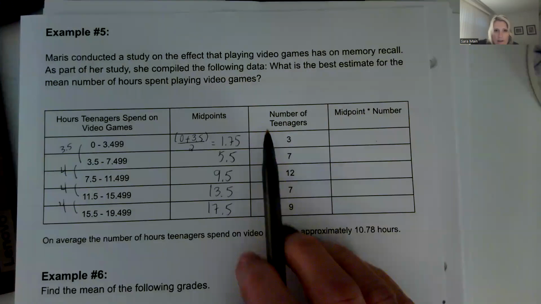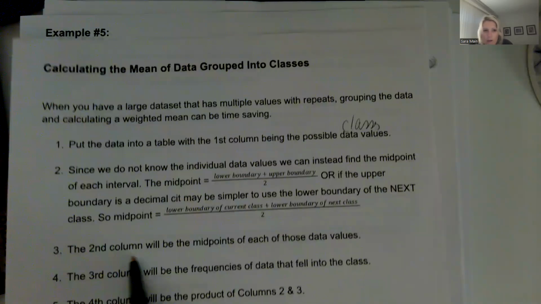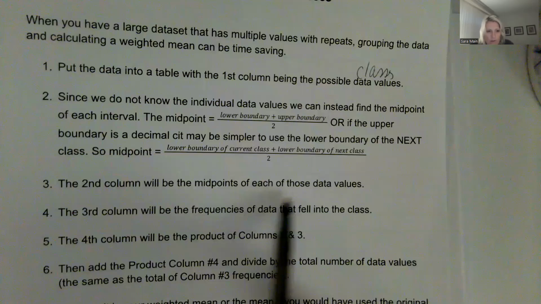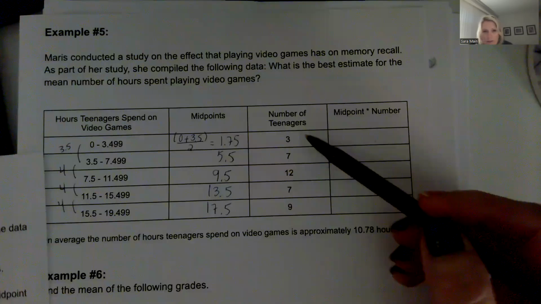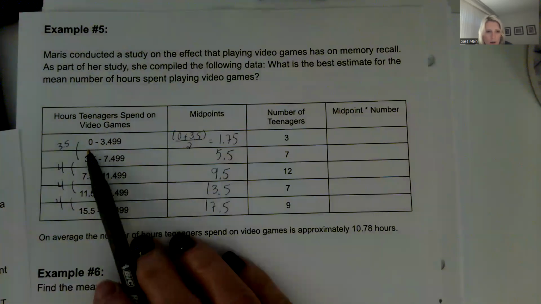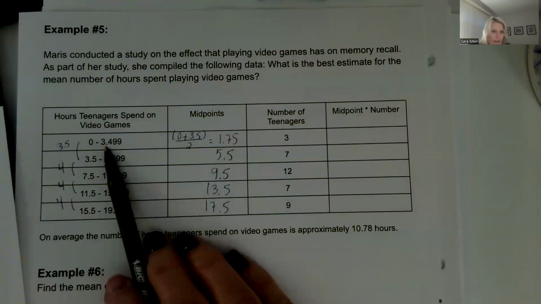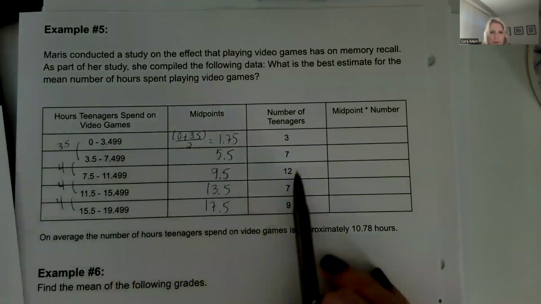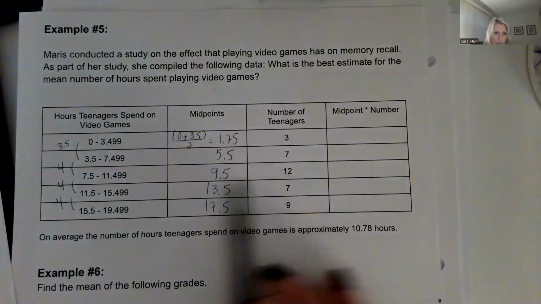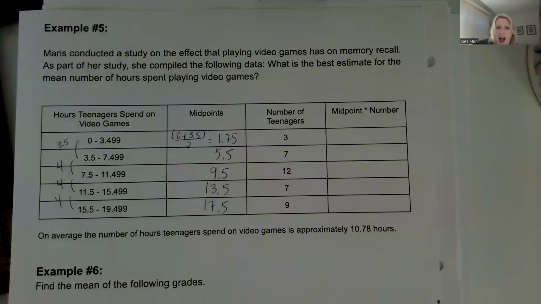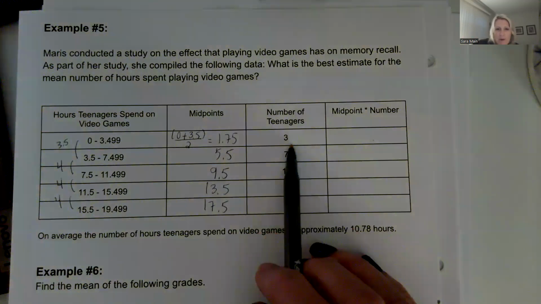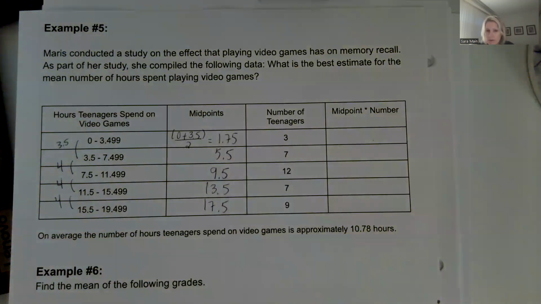Then it says in our directions here that the second column will be the midpoints of each of those data values. The third column will be the frequencies of data that fell into the class, which we were given. We had 3 teenagers that played between 0 and 3.499 hours of video games. We had 12 teenagers that played between 7.5 and almost 11.5 hours of video games. That's a lot. And then we're going to multiply the midpoints times the number of teenagers.